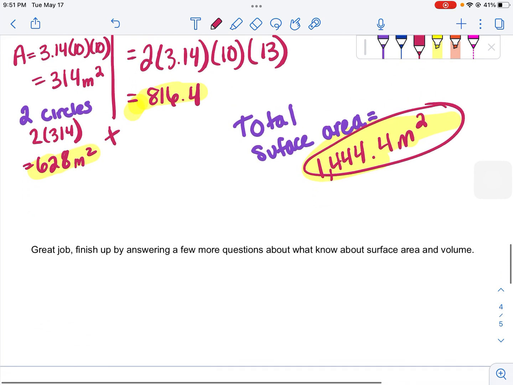So I have you finish up by answering a few more questions about what you know about surface area and volume and what we just wrapped up there at the end.